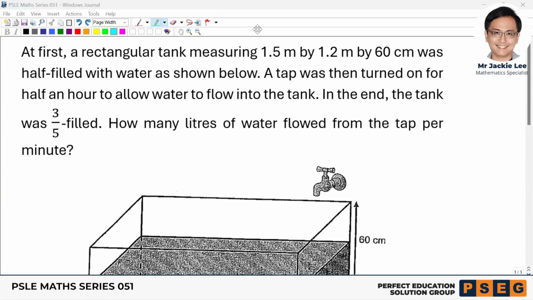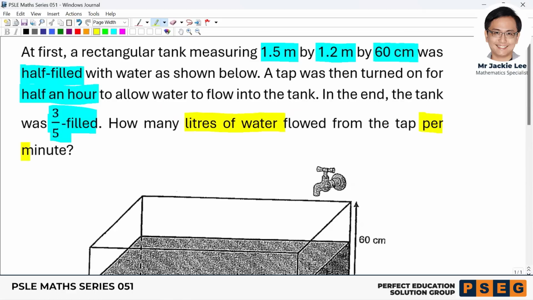Okay, here we go. We have this question 10. The dimension is 1.5 meter by 1.2 meter. This one, be careful, this is 60 cm. At first, it was half filled. And water going in for half an hour. Eventually, 3/5 being filled up. Question asking for how many liters of water actually flow in per minute.